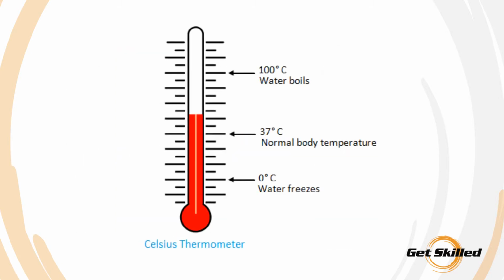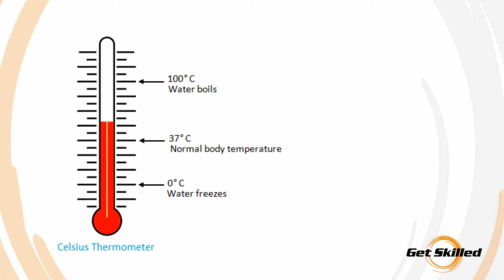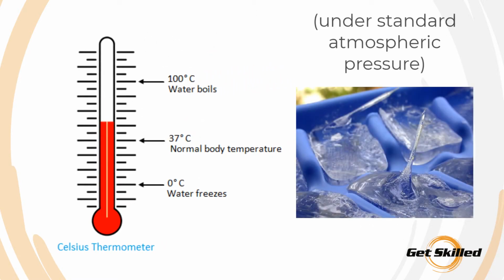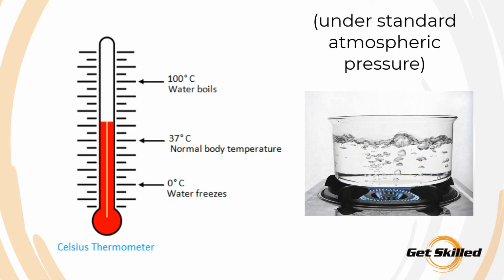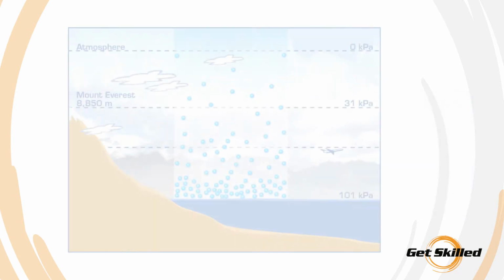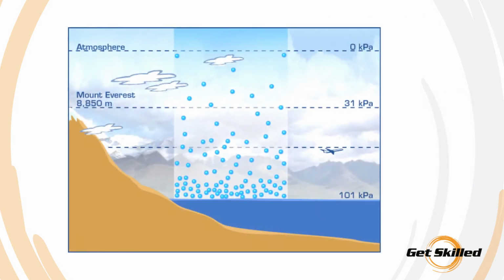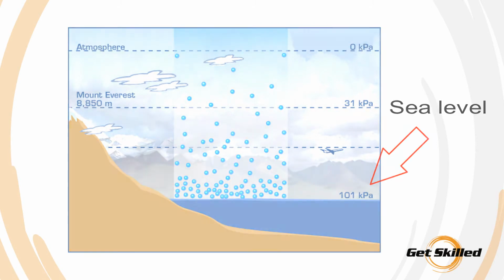The scale is divided into 100 equal units called degrees. Water freezes under standard atmospheric pressure at 0 degrees Celsius, and the point at which water boils under standard atmospheric pressure is 100 degrees Celsius. Standard atmospheric pressure is 101 kilopascals at sea level.